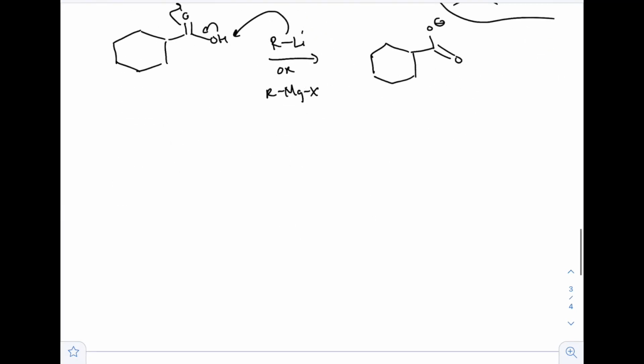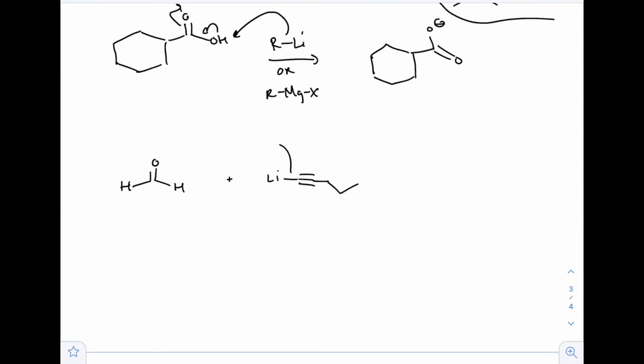Okay, so again, these guys are nucleophiles. They're very strong. They're also very strong bases. So look for the most acidic proton, but also the most electrophilic site, and then you should be good to go in terms of where these things are going.